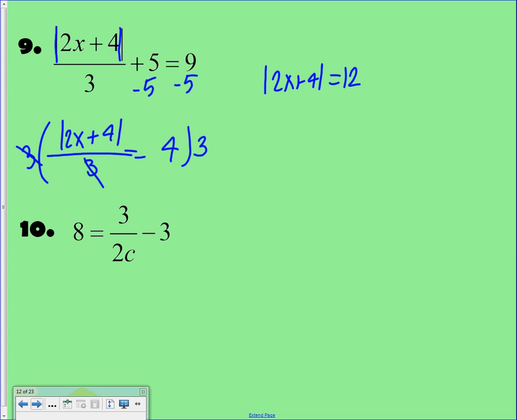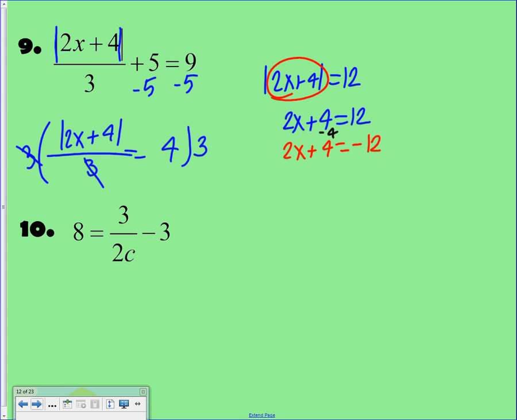I can now drop the bars by writing two equations. 2x plus 4 equals 12. Or, again, you keep the inside the same, 2x plus 4 equals a -12, right? Because if this part turns out to be negative, the absolute value makes it positive. So I can have two answers.